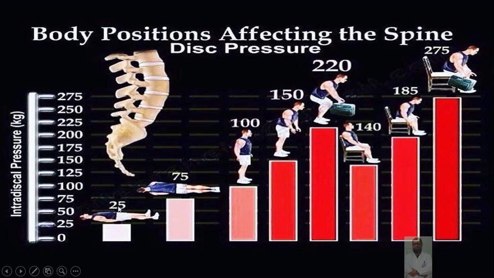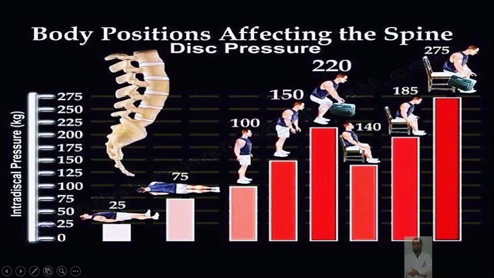When we are in the lying position, there is a pressure in our disc. We call it intradiscal pressure. This is nearly about 25 kilos. But when we turn on our side from the supine position, it increases to 75 kilos. When we stand up in a straight position, we feel no pain, but still there is much more pressure, 100 kilos. And when we bend a little bit forward, it increases to 150 kilos. If someone bends and takes any loads or lifts heavy things, it goes to 220 kilos.